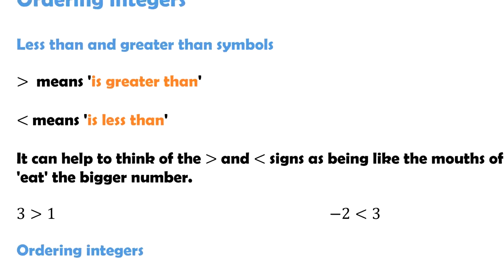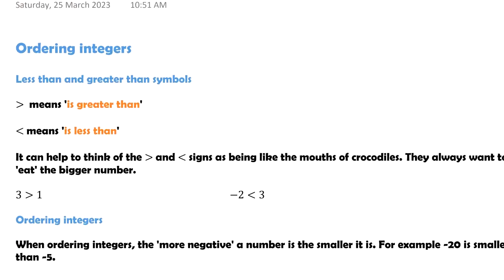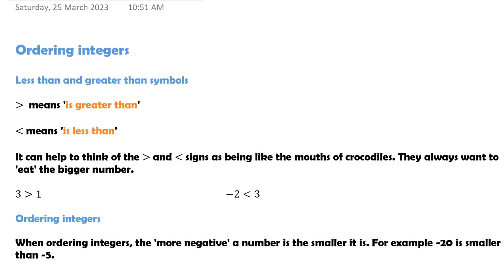These can sometimes be hard to remember. One of the methods to help remember is to think of these less than and greater than signs as being like the mouths of crocodiles. They always want to eat the bigger number.